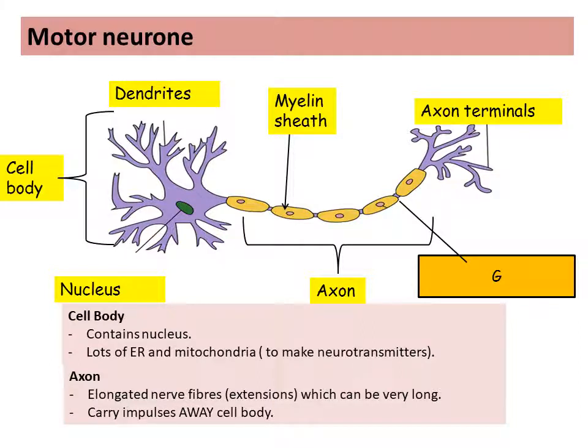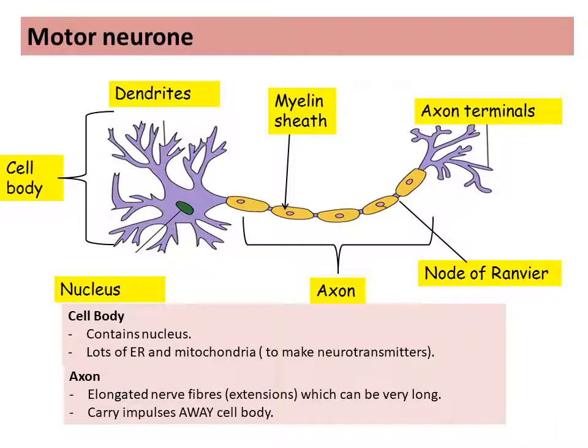Now the myelin sheath is an insulating layer surrounding the axon, and it's actually made up of individual cells called Schwann cells, and there are some junctions between those cells, and these are called the nodes of Ranvier.